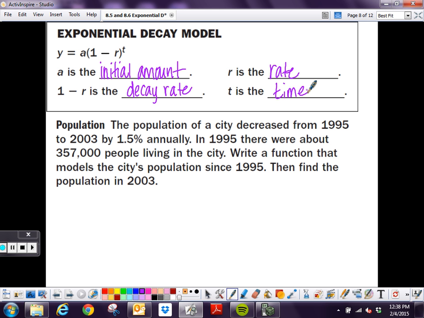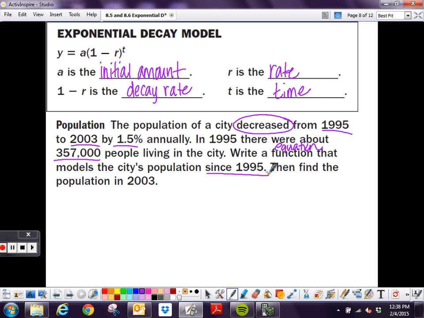Okay, so here we go. Population of a city decreased. So if you were to see this word problem, you would know you need to use the decay model. It decreased from 1995 to 2003 by 1.5% annually. In 1995, there were about 357,000 people living in the city. Write a function, so that means write an equation, that models the city's population since 1995. Then find out the population in 2003.